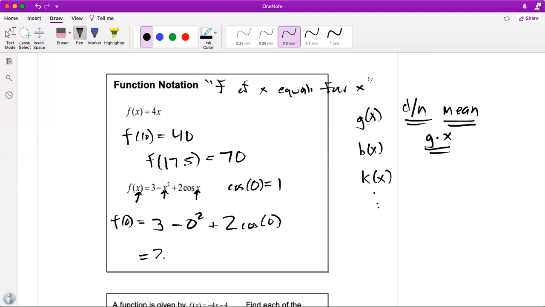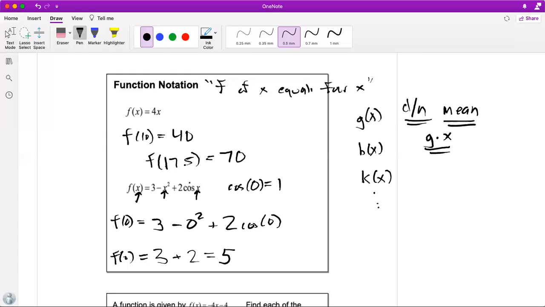And so 3 is 3, 0 squared is 0, so I'm just not going to minus 0, it's not doing anything. And then this, I told you cosine of 0 is 1, and 2 times 1 is 2, so it's plus 2. That equals 5 then. So here, f of 0 would be equal to 5.